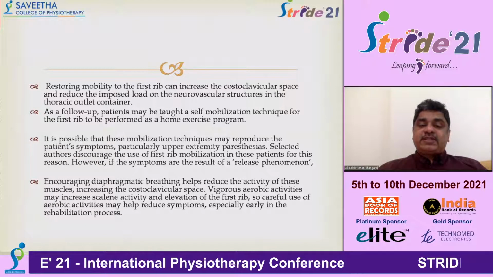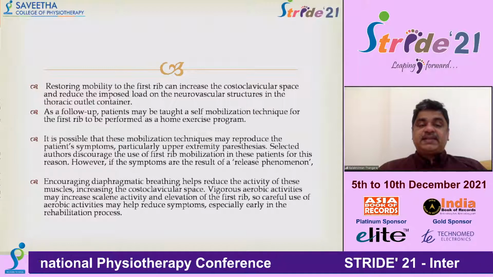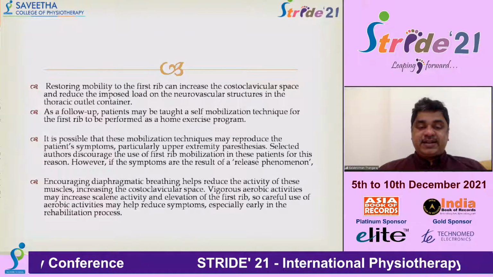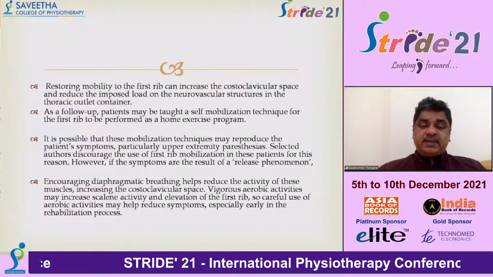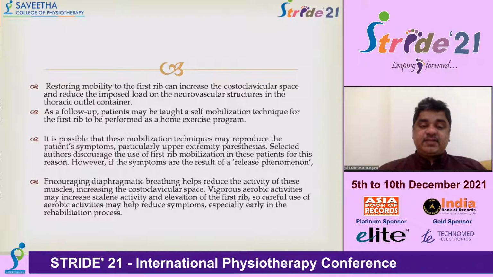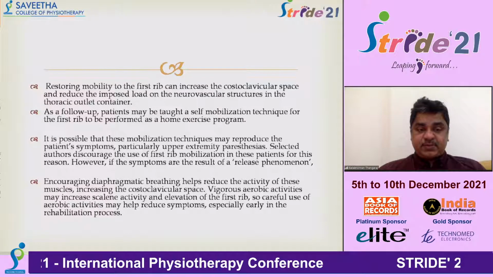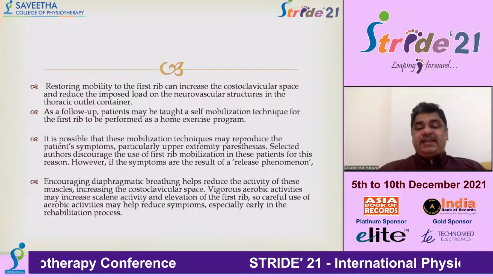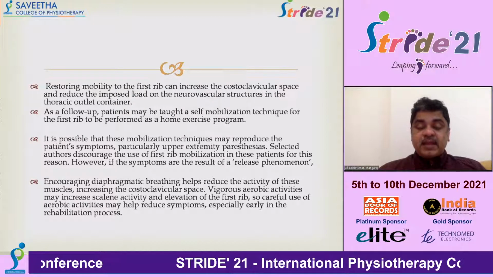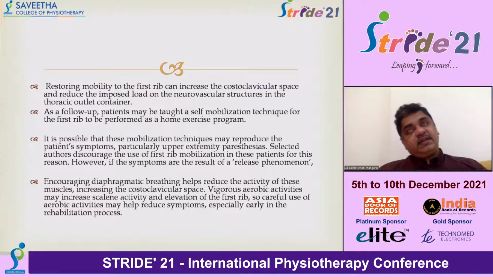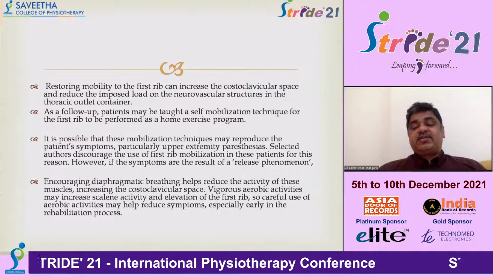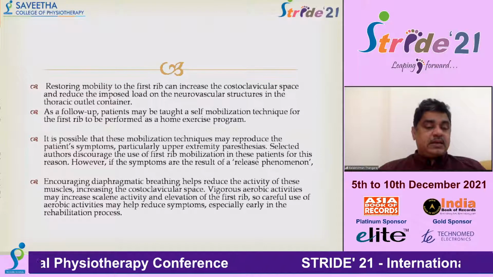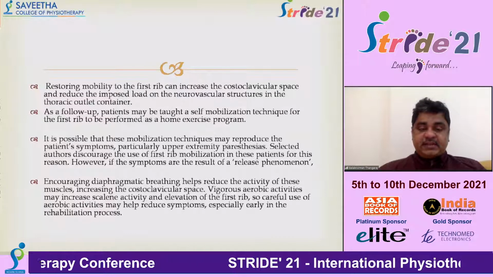Restoring mobility to the first rib can increase the costoclavicular space and reduce the imposed load on the neurovascular structures in the thoracic outlet container. As a follow-up, the patient may be taught a self-mobilization technique for the first rib to be performed as a home exercise program. But these mobilization techniques may reproduce the patient's symptoms, and few therapists and clinicians are trying to discourage the use of first rib mobilization in patients for this reason. Of course, I am not encouraging this as well.